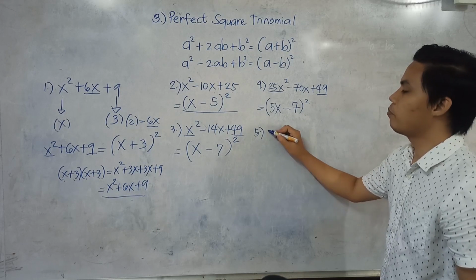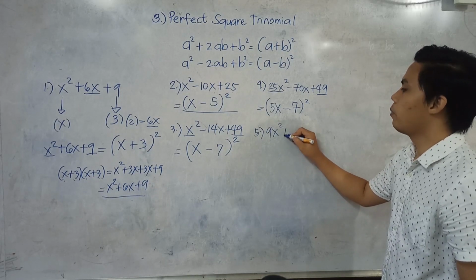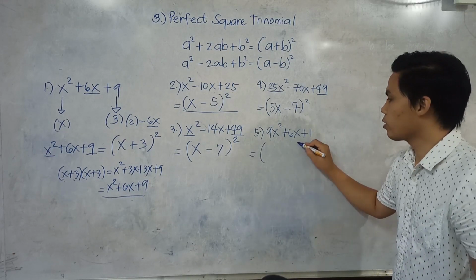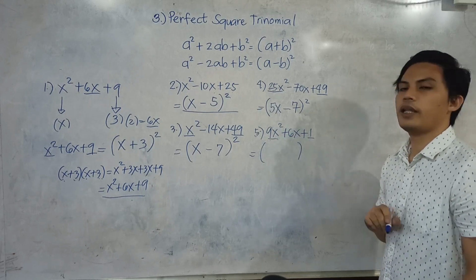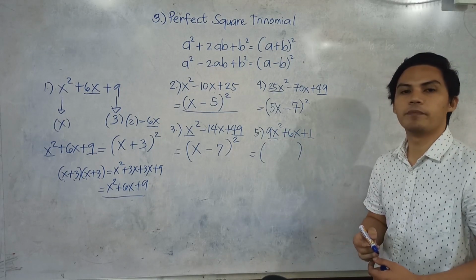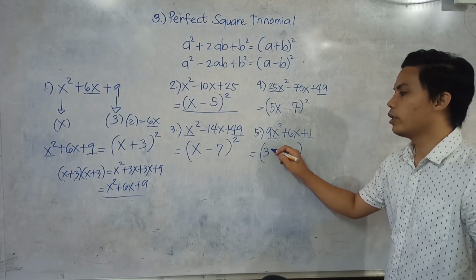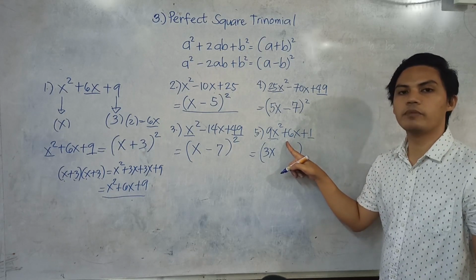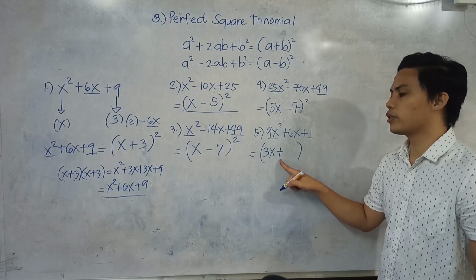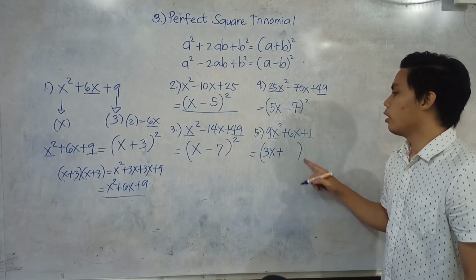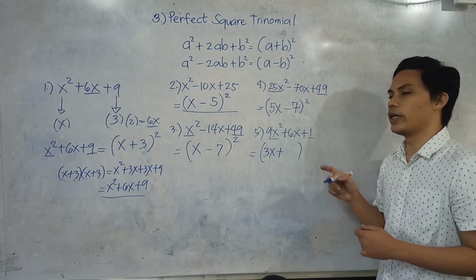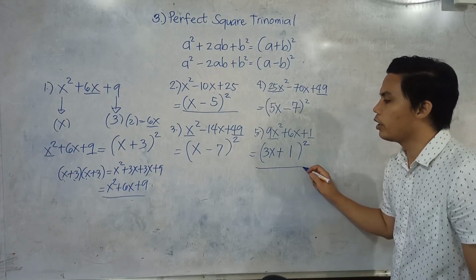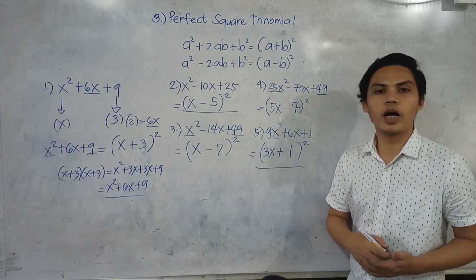Let's have the last example. We have 9x squared plus 6x plus 1. Okay, parenthesis muna tayo. First term and last term. What's the square root of the first term? Square root ng first term is 3x. Okay? So since plus yung nasa middle term natin, therefore ang sign or operation natin dito sa answer natin is also plus. Okay. How about the square root of the last term na 1? The square root of 1 is 1. Then square. Therefore the answer is the quantity 3x plus 1 quantity squared.